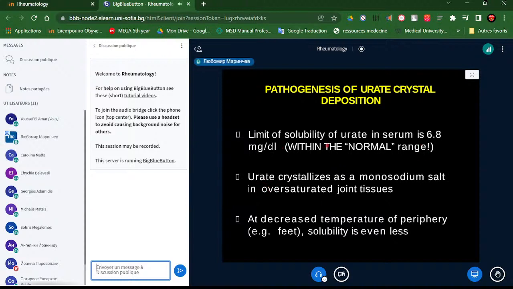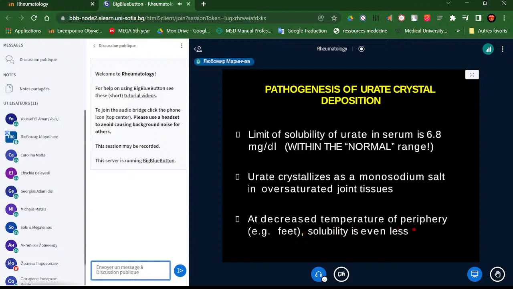The upper limit of the solubility of urate in the serum is 6.8 milligrams per deciliter. Urate crystallizes as a monosodium salt in oversaturated joint tissues. When joint tissues are oversaturated with uric acid, it transforms into crystals, and these crystals cause the inflammation, which is termed a gout crisis.